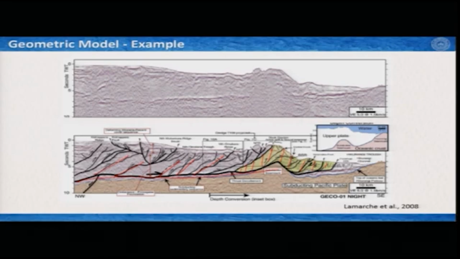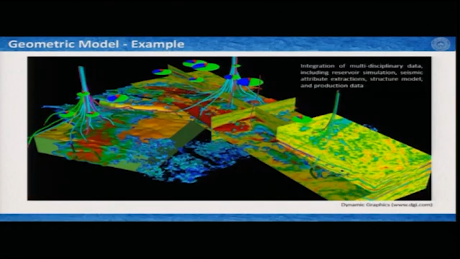Can it be applied in other fields? The answer is yes. What we see here is an integration of different sets of data. This is a computer generated image. It involves millions and billions of data. This is a hydrocarbon reservoir somewhere in the North Sea. I took it from the internet, from the website Dynamic Graphics, you can go and check.